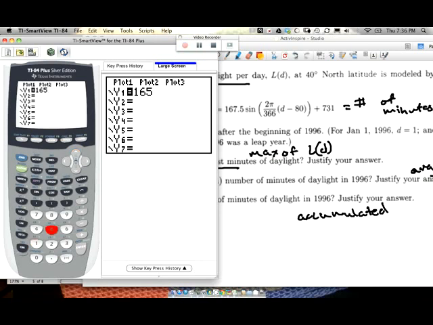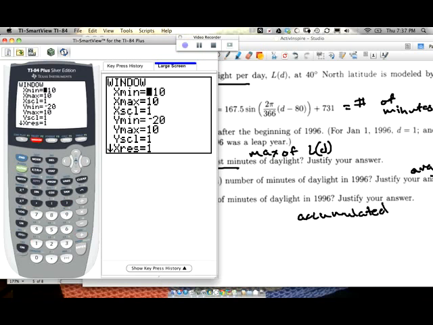There we go. Calculator. We can clear both of these. 167, pardon me, 0.5 times sine of, ooh, here we got a messy thing. This is going to be 2 times pi divided by 366 times, now we got something in parentheses here, the variable minus 80, close that off, close the sine off, plus 731.